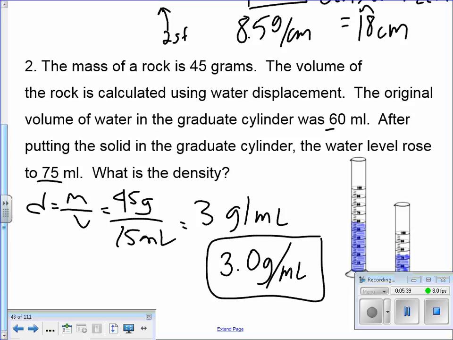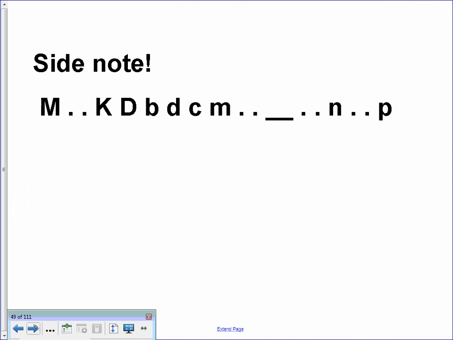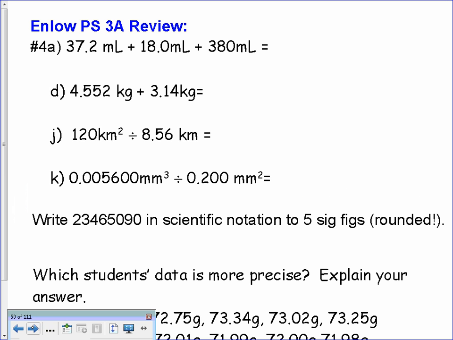All right. So we got density. We're going to do a lab with it here shortly. Let's look at your homework. Oh, yeah, and I'll go back to this other stuff in a second. That's not what I want.